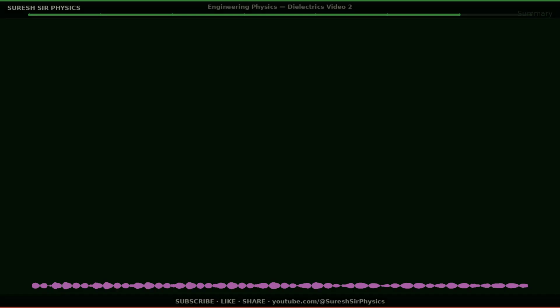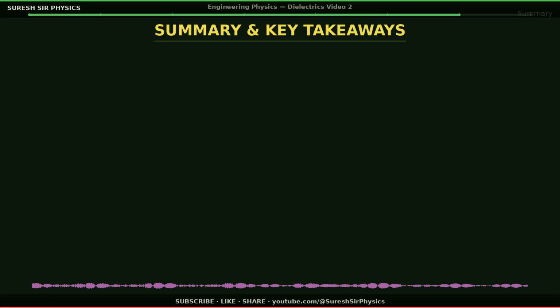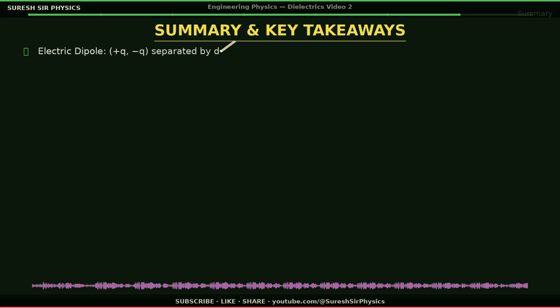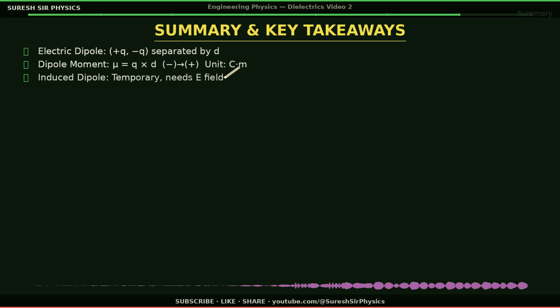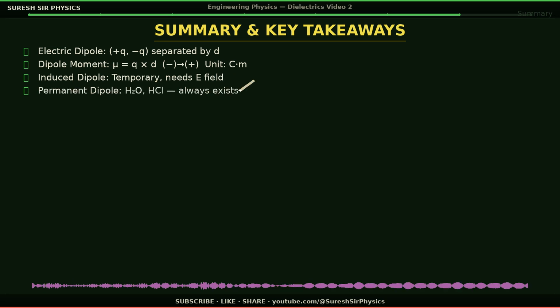Summary of this class. Important definitions. Electric dipole. Two equal and opposite charges plus q minus q separated by a distance d. Dipole moment mu. Mu equals q times d. Direction negative to positive charge. Unit coulomb meters. Polarization P. Total dipole moment per unit volume. P equals n mu. Unit coulombs per square meter.